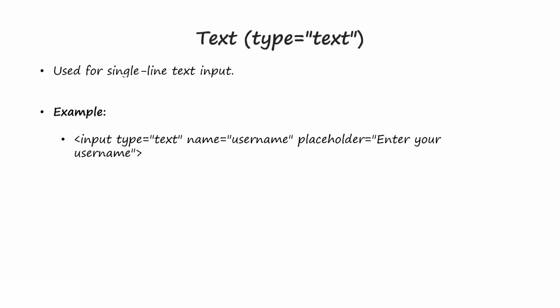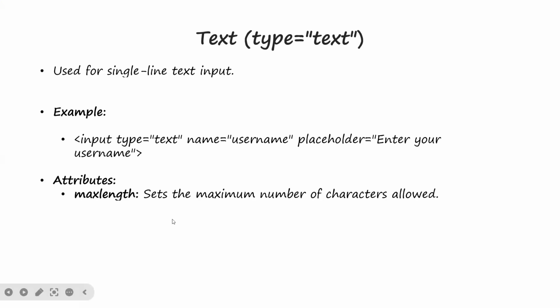So what are the common types? We have the text, which we have seen. It is used for single line text input. All right, this is the common type. The example is this. This one we have been seeing already. The type of it is text. By default, it is text.